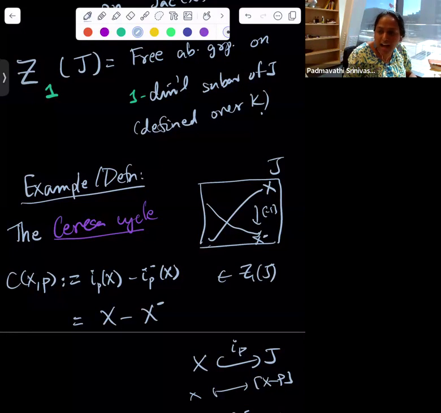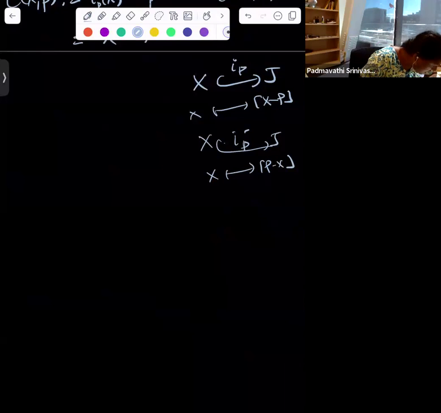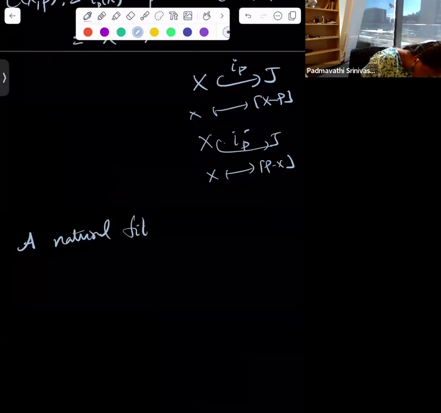So this is supposed to be the analog of divisors on the curve, but we had a nice sequence of subgroups inside the group of divisors. We had degree zero divisors, we had principal divisors, and so on. So we have analogs of those in higher dimensions as well. Ari set this up, but let me briefly recall. So we have a natural filtration on Z_1 of J.